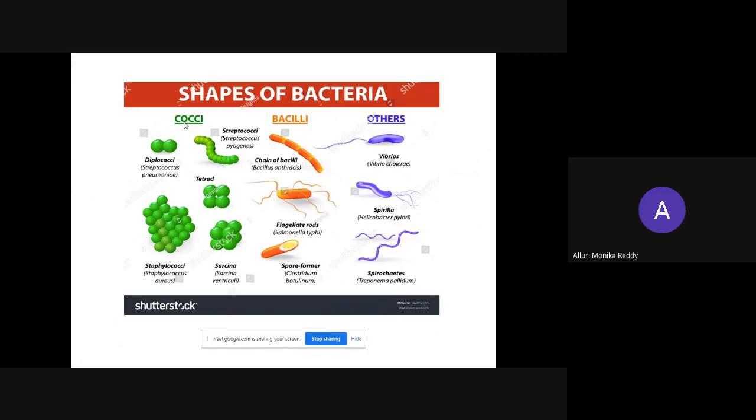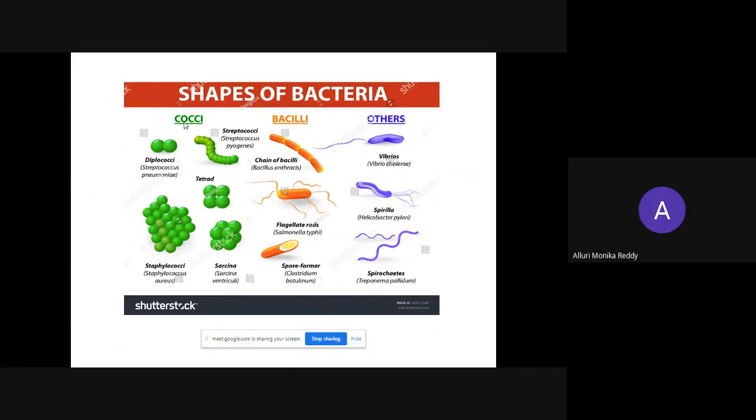In cocci, depending upon the arrangement and occupancy of spherical bacteria, they are again divided into types. Not three, it's four or five: Diplo, Strepto, Tetrad, Staphylococci, and Sarcina. Bacilli are cylindrical rod-shaped bacteria. These are also attached in some cases, nothing but Diplobacilli.